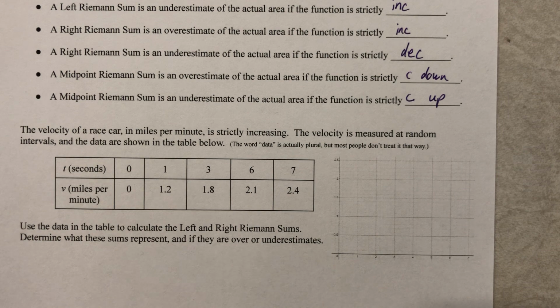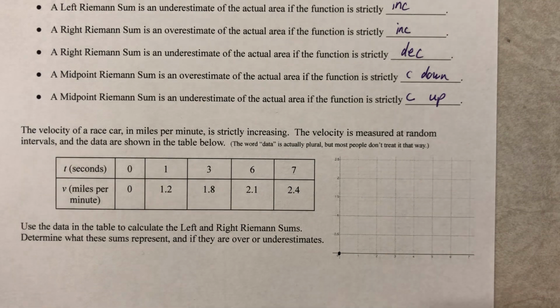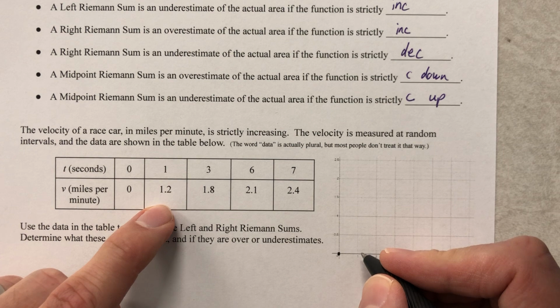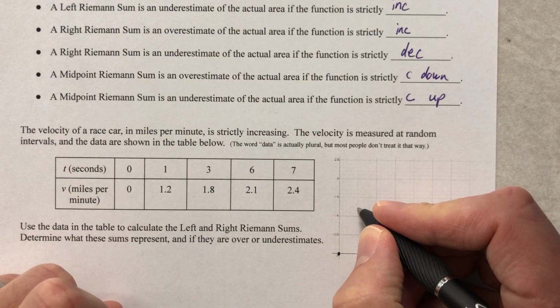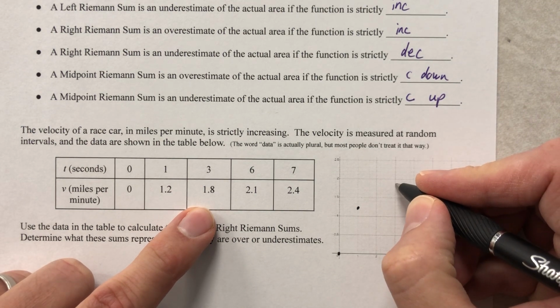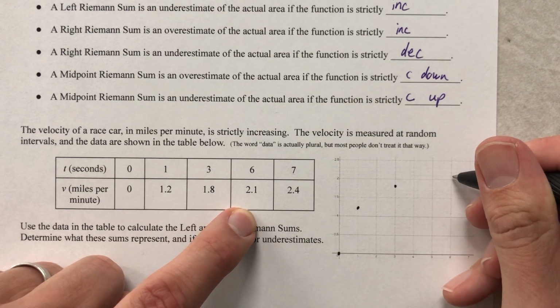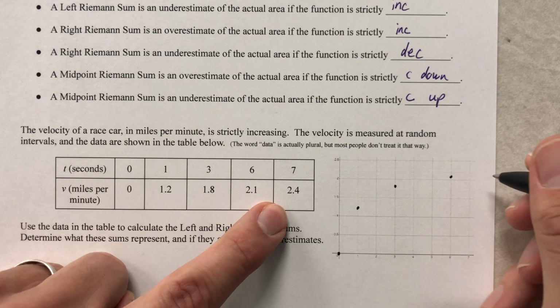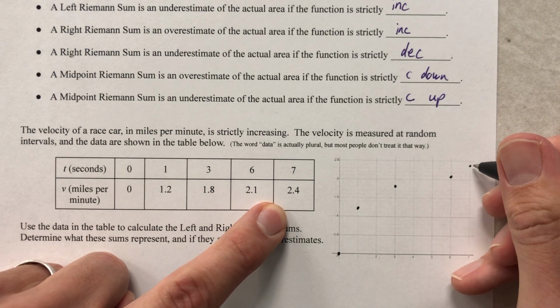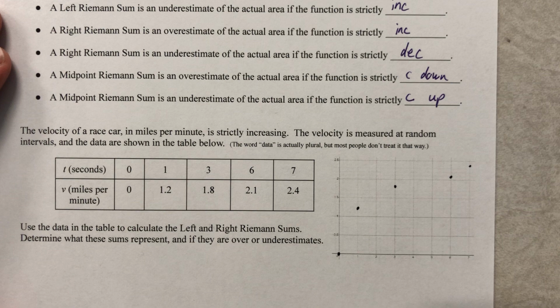What I wanna do actually is plot the points so you can get a visual for what's happening, which you don't have to. So 0, 0, there is a race car that at 0 seconds is traveling 0 miles per minute. At 1 second is traveling 1.2 miles per minute. You don't have to graph this, but I'm having fun. 3 is 1.8. 6 is 2.1. And then 7 is 2.4 miles per minute. That's pretty fast. Okay, and what we're gonna do is find a left-hand sum and a right-hand sum. And if you're like, let's connect some dots, don't do that.